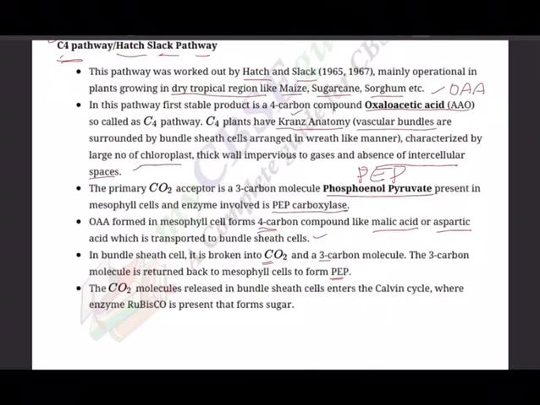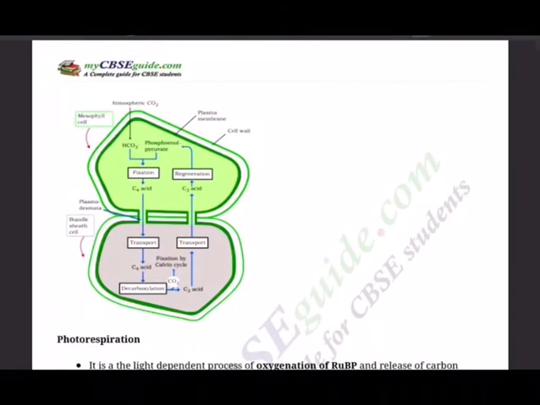The CO2 released in bundle sheath cells enters the Calvin cycle. This is important: the enzyme rubisco is present there, and because of that rubisco, sugars will be formed. So C3 and C4 are thus interconnected, and C4 in a way is helping the C3 cycle. So there are 2 types of cells, and what is that we said?